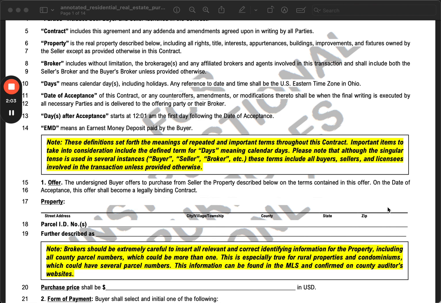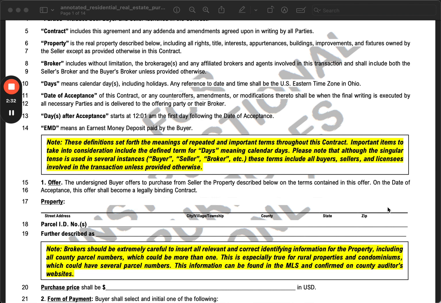Number 10, days, means calendar days, including holidays. Any reference to the date and time shall be the U.S. Eastern Time Zone in Ohio. 11, date of acceptance of this contract or any counteroffers, amendments, or modifications thereto shall be when the final writing is executed by all necessary parties and is delivered to the offering party or their broker.